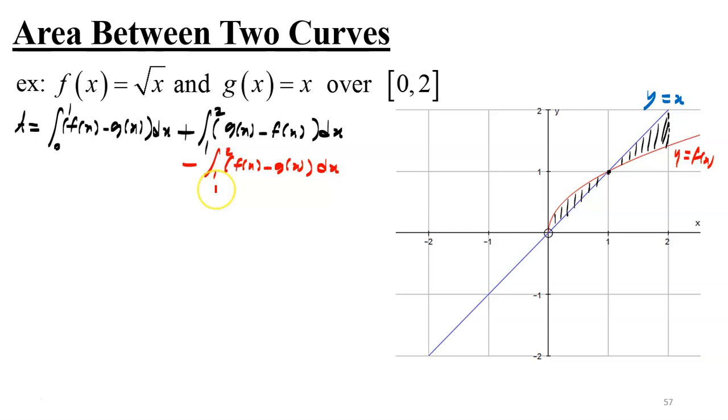So the absolute value of f of x minus g of x is f of x minus g of x, where f is above g, and it's negative f minus g, where f is below g, which you'd notice that these two are in fact equivalent. So integrating here, replacing and integrating, that's the integral from 0 to 1 of square root of x minus x dx, and plus the integral from 1 to 2 of x minus square root of x dx.